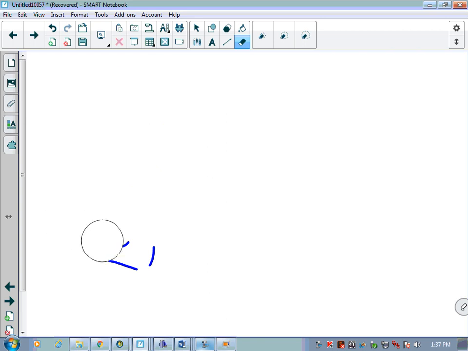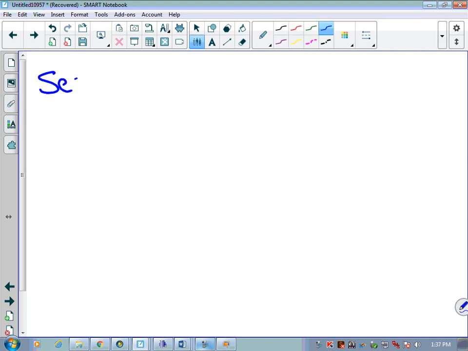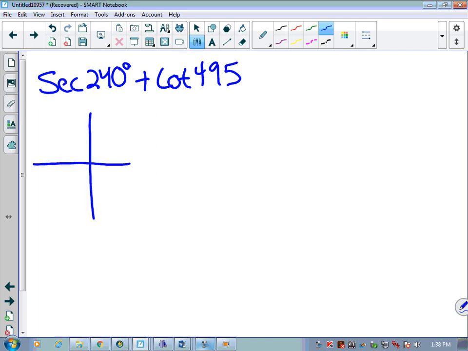Okay. All right, 19. Evaluate secant 240 degrees plus cotangent 495. Okay, all right, at 240 degrees, that's taking us 60 degrees south of 180. So I wind up with this, where I have -1, negative radical 3, and of course a positive 2.